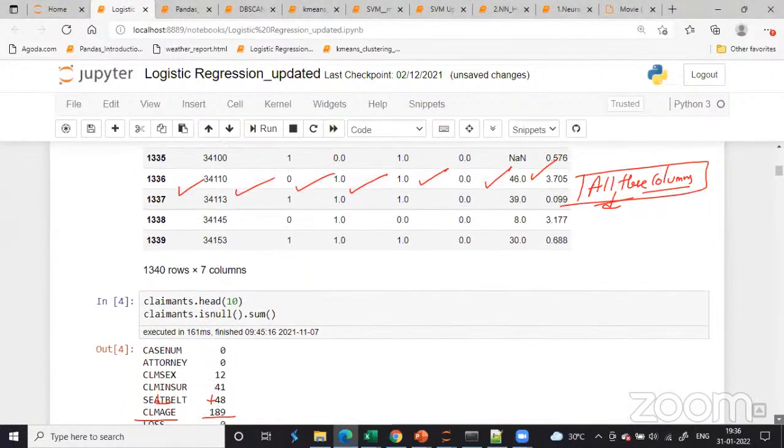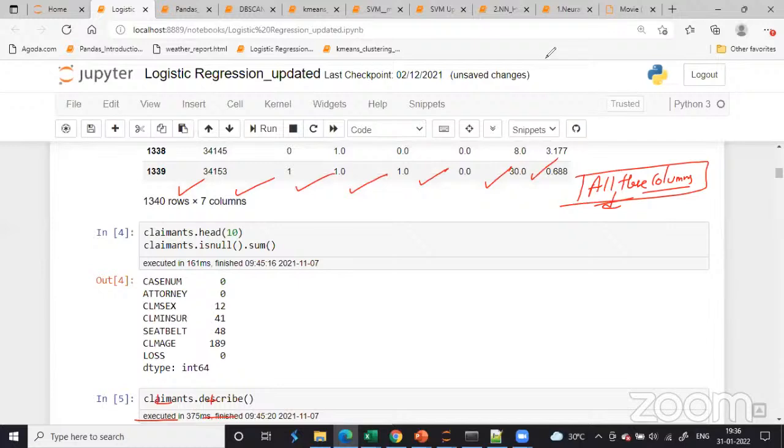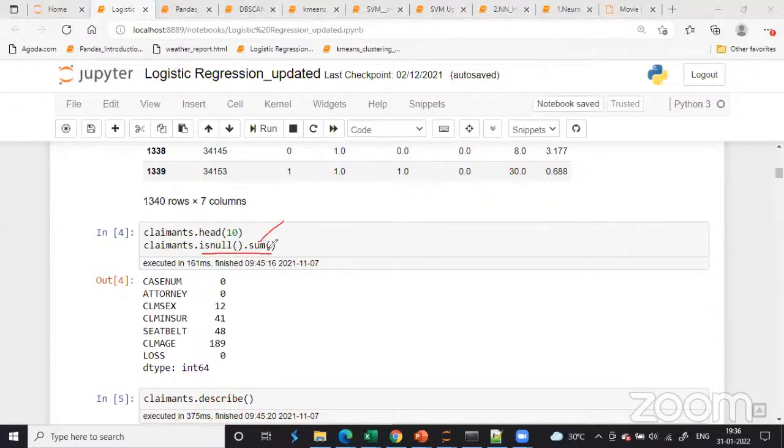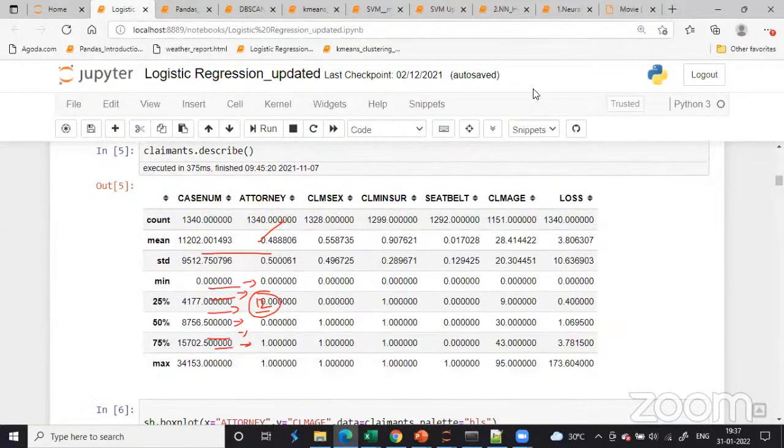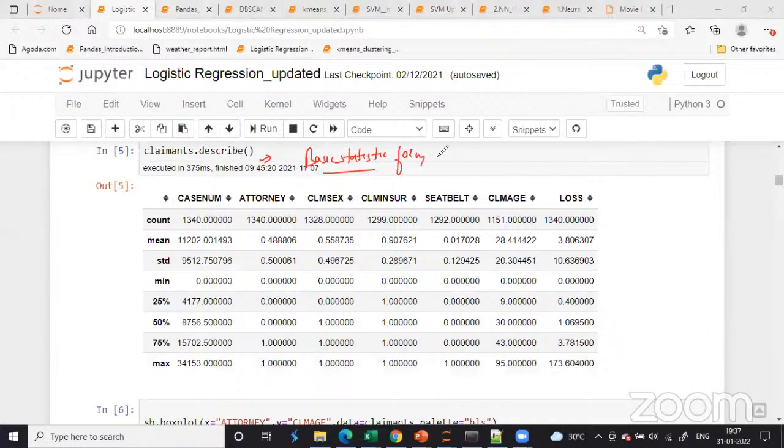Now, check if there are any null values in your data set. I'm checking for any null values. So case number column is not having any null values. Attorney column is not having any null values. Claimant sex is having 12 null values. Similarly, claimant insurance, seat belt and claimant age. All these are having our null values. So I can use my describe function and I can get an idea about the basic statistics information for my data set. This is what I can get. Basic statistics information from my data set.